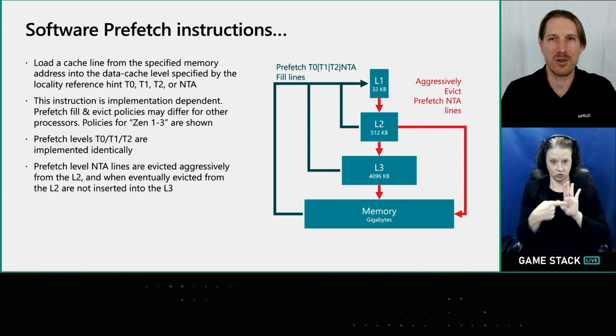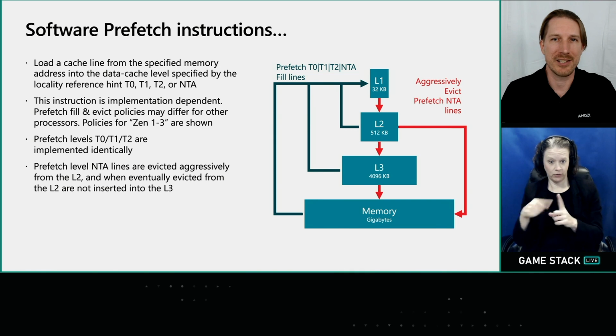Prefetch levels T0, T1, and T2 are implemented in hardware identically, all fill into the L1 cache. However, prefetch level NTA lines are marked for quicker eviction from the L2, and when eventually evicted from the L2 are not inserted into the L3. If a memory fault is detected, the instruction is treated as a no-op.